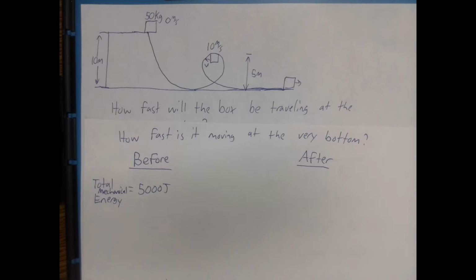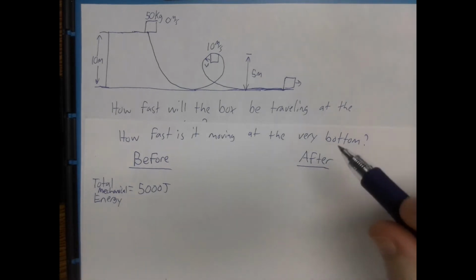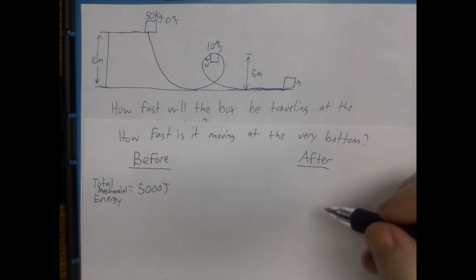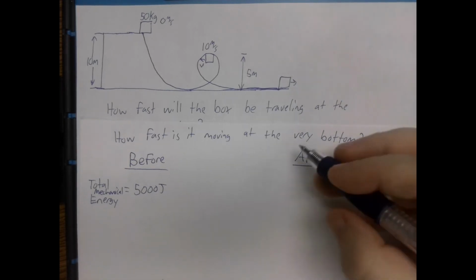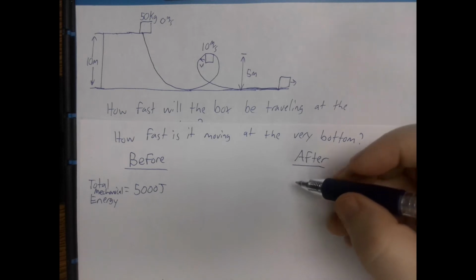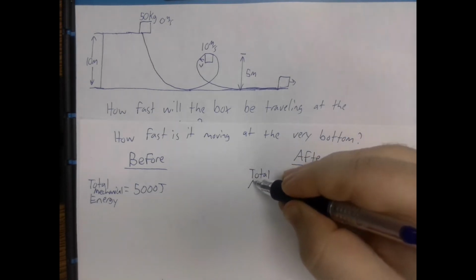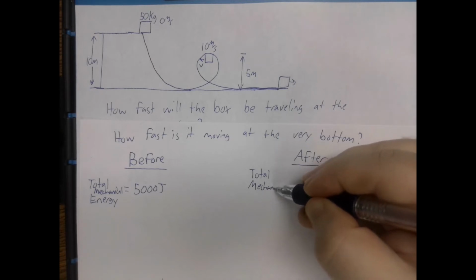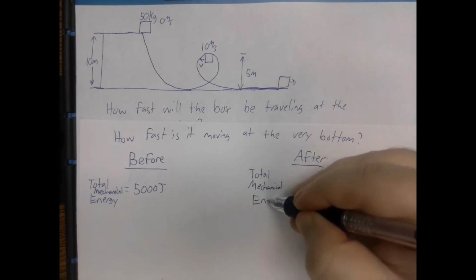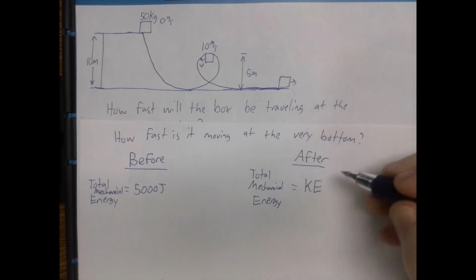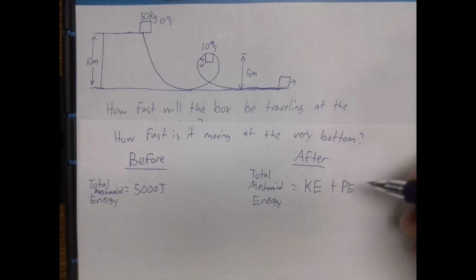Because total mechanical energy doesn't change. Some of the mechanical energy, if we have friction, can be converted into thermal, but we ignore friction. So let's look at our after. So the total mechanical energy after again is equal to kinetic energy plus potential energy.